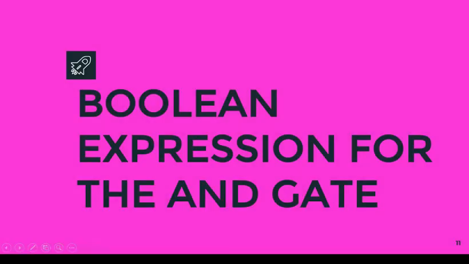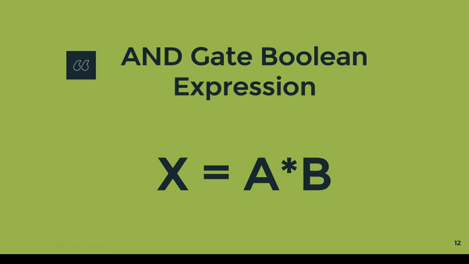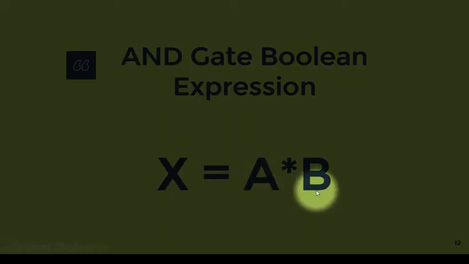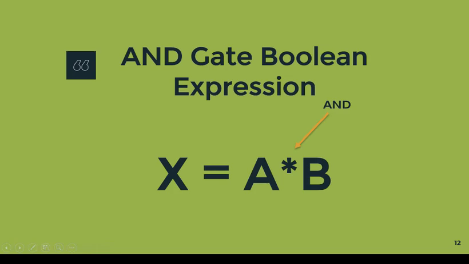Let's quickly discuss the Boolean expression for the AND gate. As we've said before, the AND gate function is similar to us multiplying the values that are present at both inputs. So in this case, if we have inputs A and B, we can say that our output X would be equal to A, and this symbol here, this asterisk, represents AND. So we're saying that the output X is equal to A AND B. That's our Boolean expression for the AND gate.